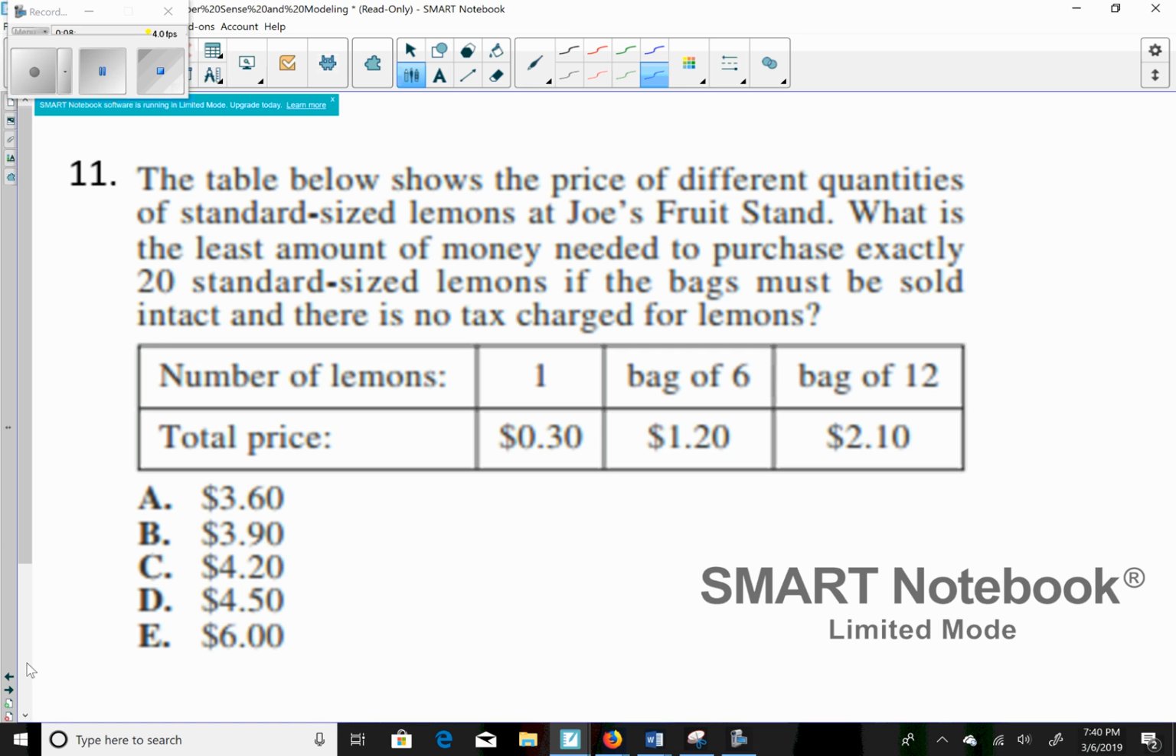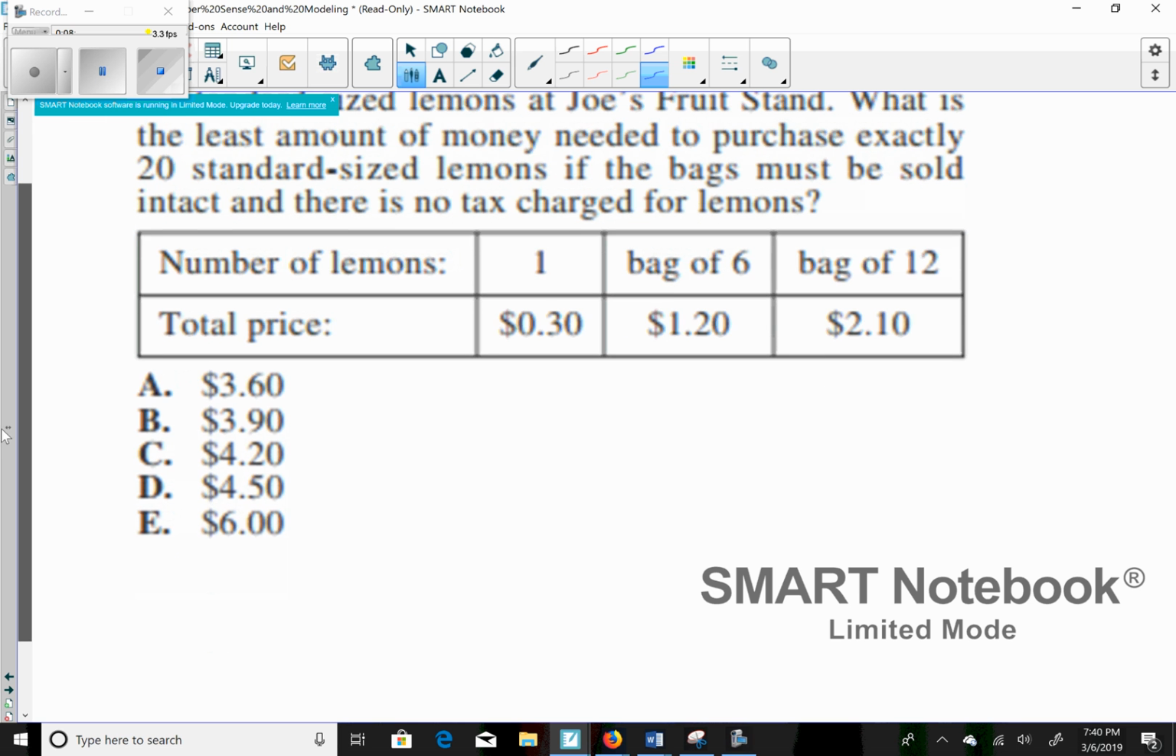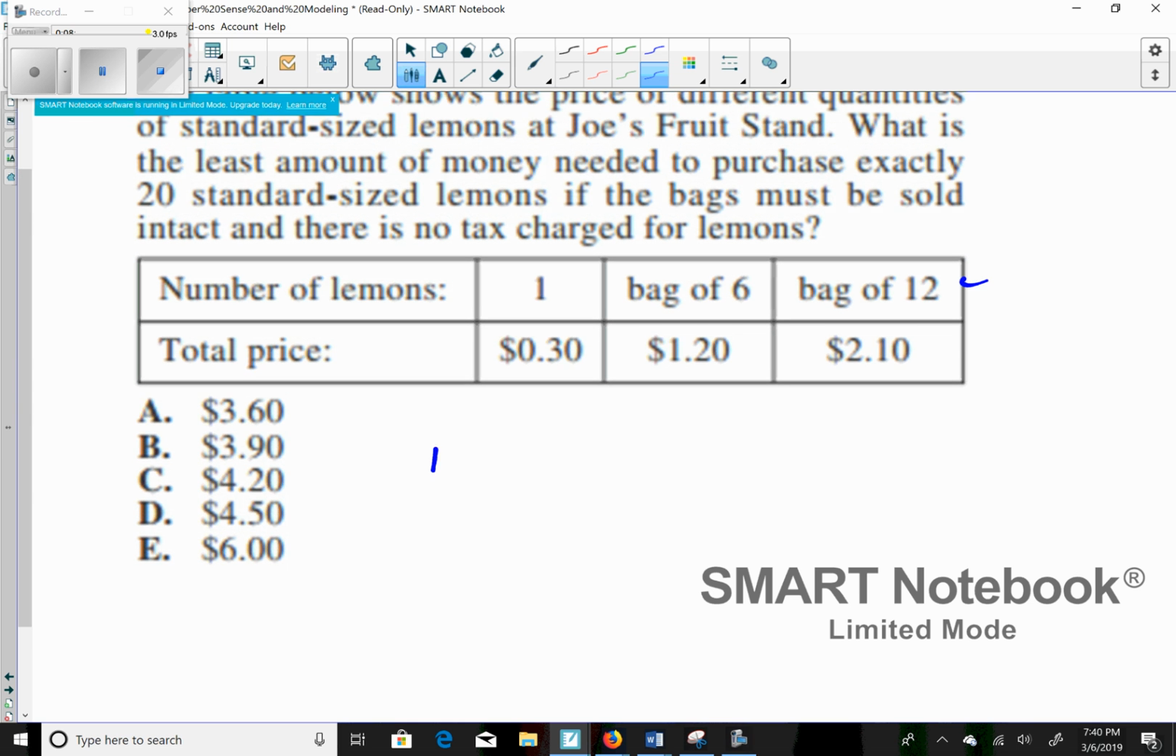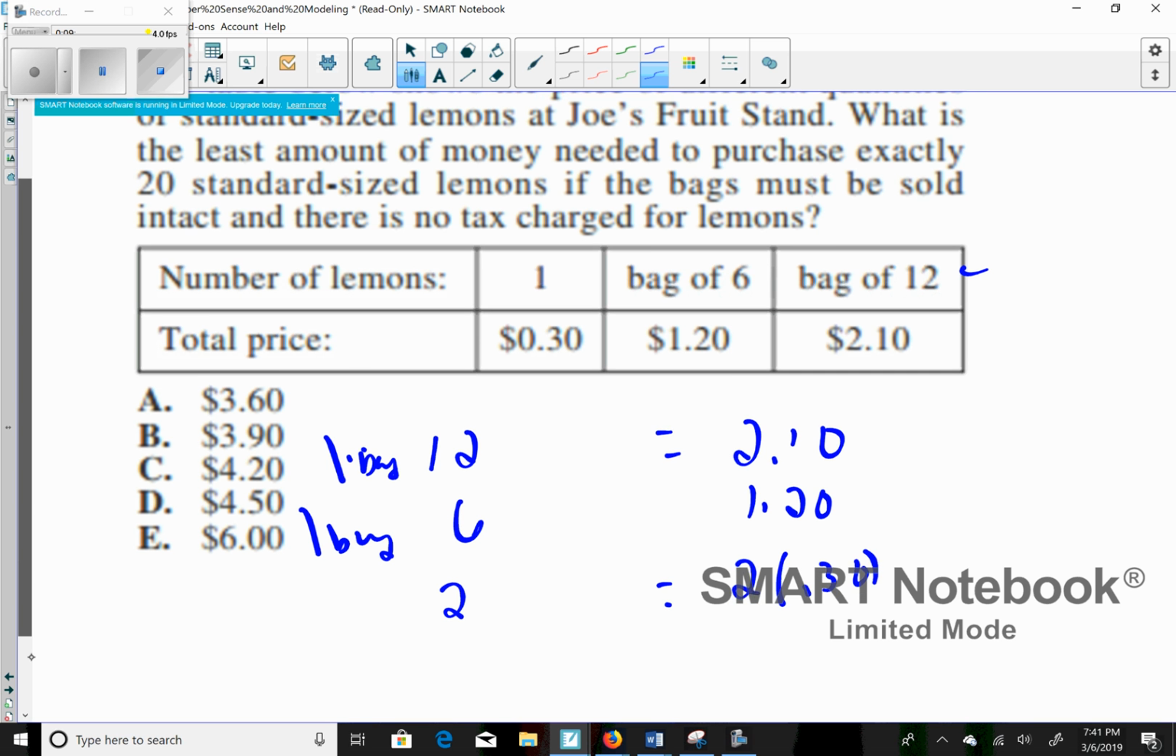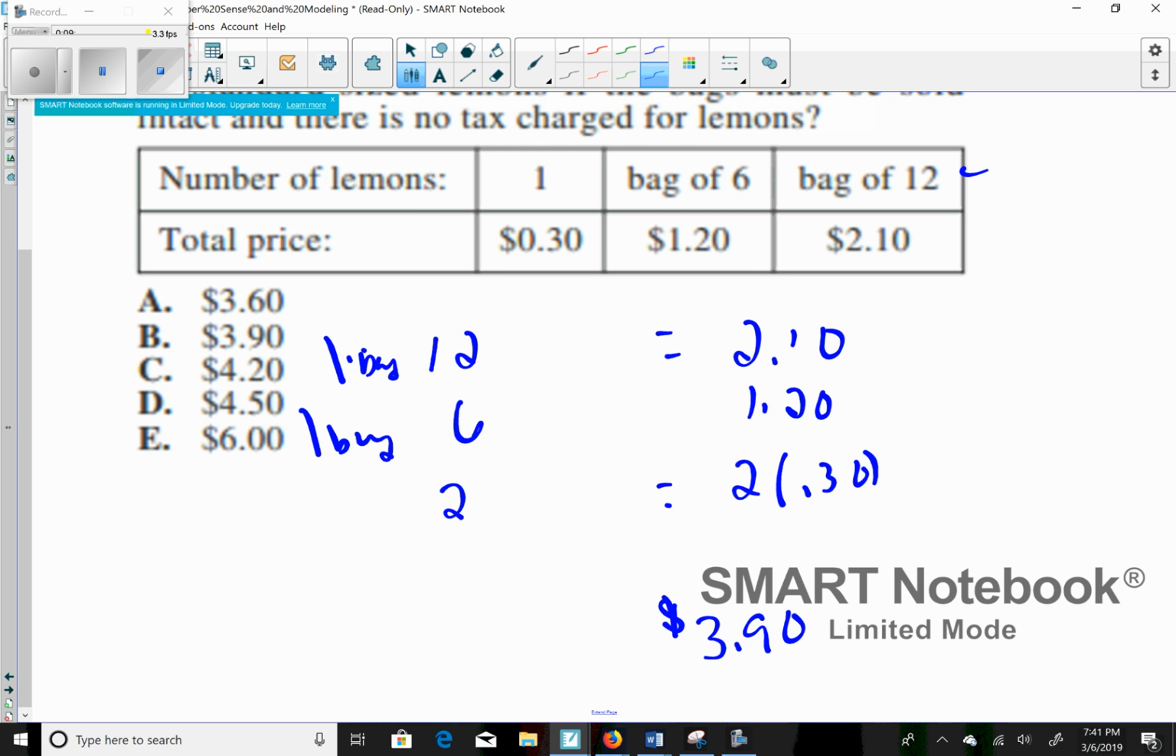Number 11, the table below shows the price of different quantities of standard sized lemons at Joe's fruit stand. What is the least amount of money needed to purchase exactly 20 standard sized lemons if the bags must be sold intact and there is no surcharge for lemons, no tax? So I need 20, so I can buy one bag of 12, and that'll be $2.10. Then I can buy one bag of 6. Now I have 18, and that's $1.20. I need 2 more individuals, and those are going to be 30 cents each. So that's going to be 2 times 30, or 60 cents. When I add those all up together, I get $3.90, which is choice B.